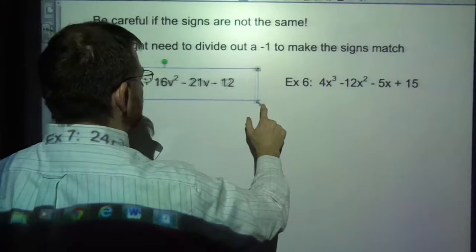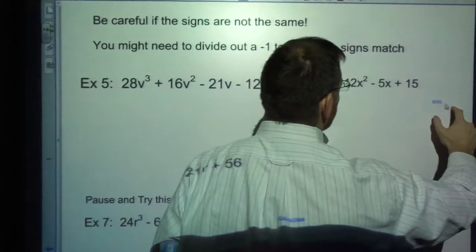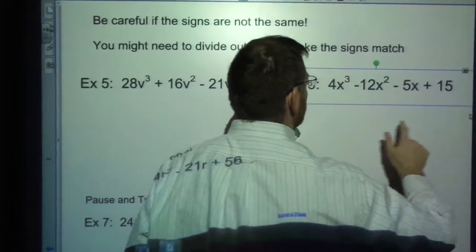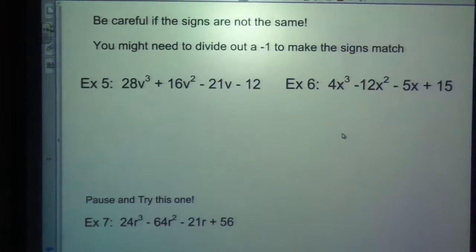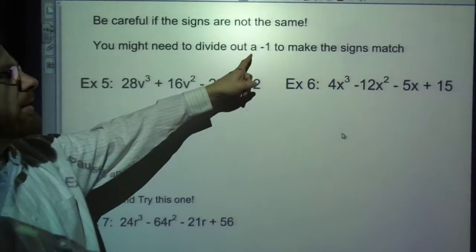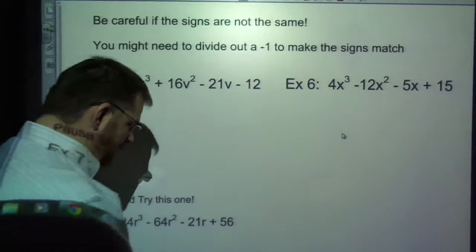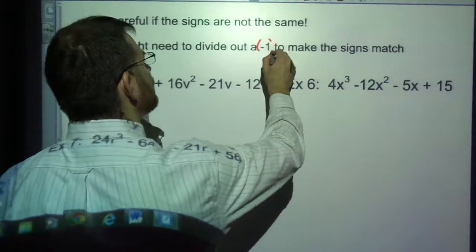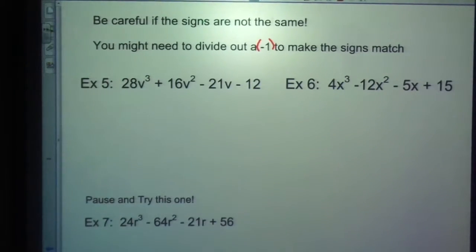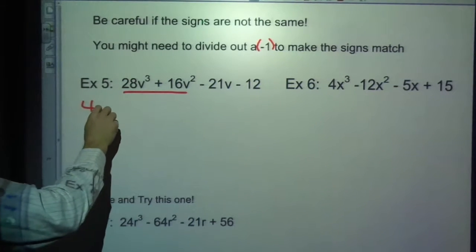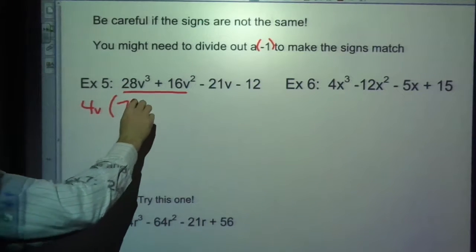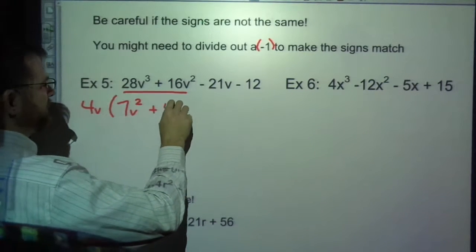I'll show you. Problems like this. Make these a little bigger for you. Sometimes the signs are not the same, and you might need to divide out a -1 to make the signs match. Here's what I mean. Greatest common factor is 4v. That leaves me 7v squared plus 4.